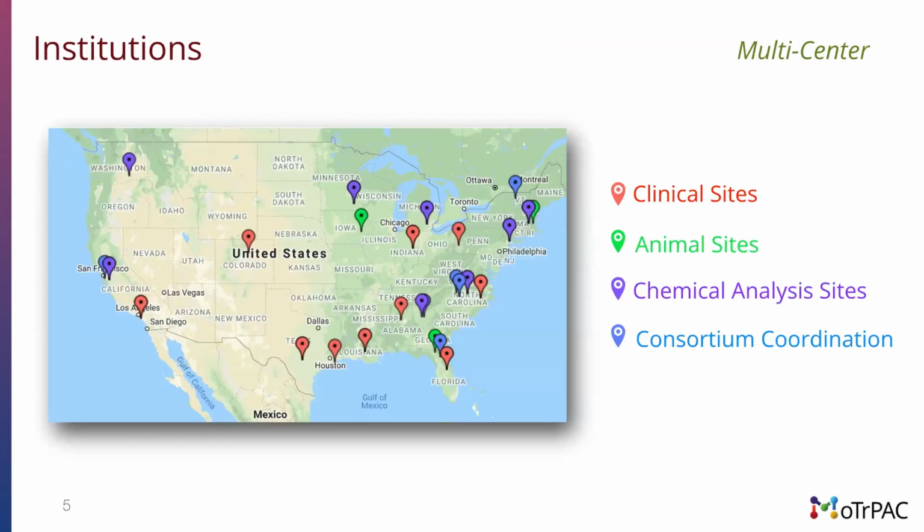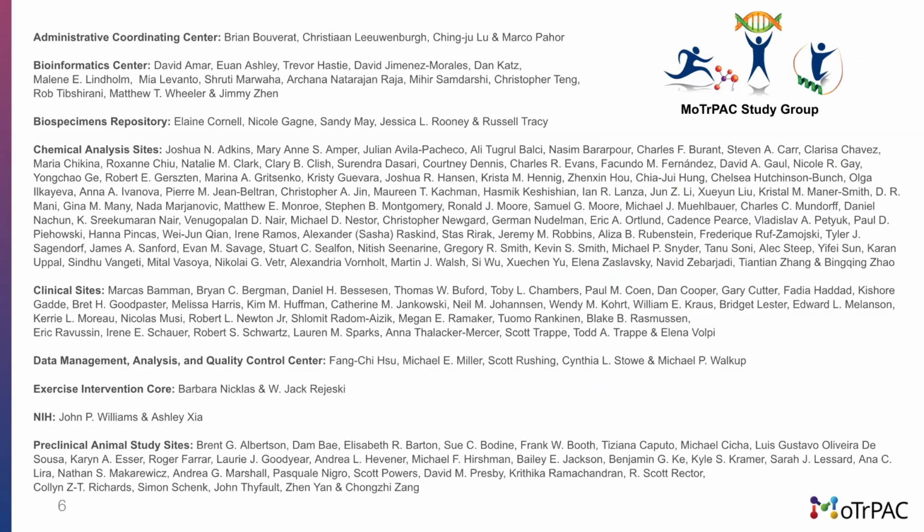We are a multi-centered study, with many clinical sites. We have the animal sites. We have the chemical analysis sites, which are the labs that are all over the country generating the multiomics data. We have 10 labs, and then we have the consortium coordination. The Bioinformatics Center is part of them. I think that we are close to 30 different institutions as part of this project. And of course, none of this would be possible without the incredible contribution of researchers, technicians, and data scientists who make up the MoTrPAC consortium.